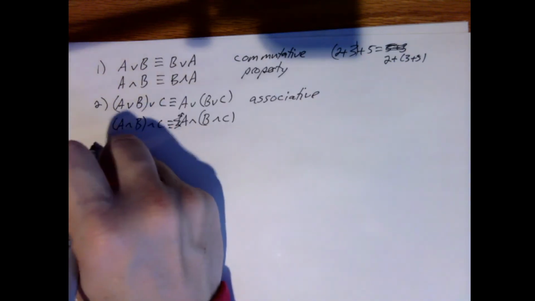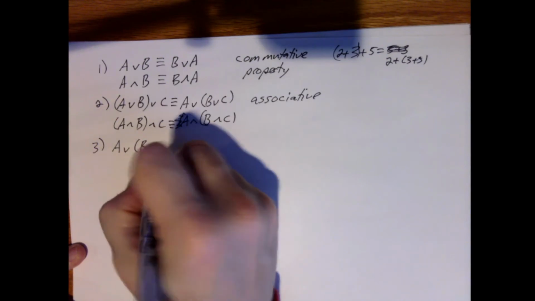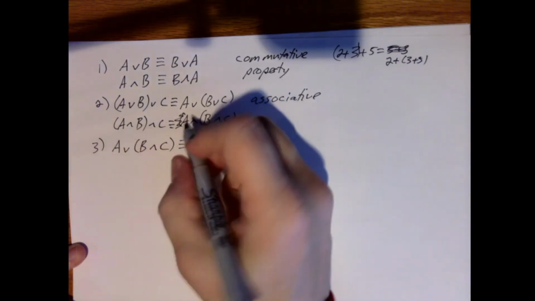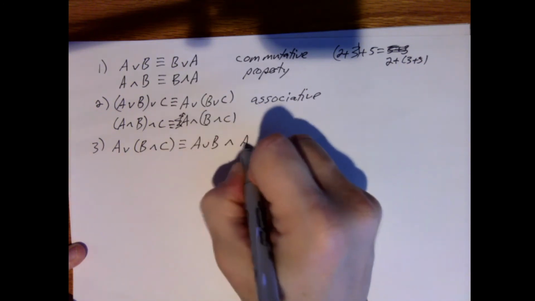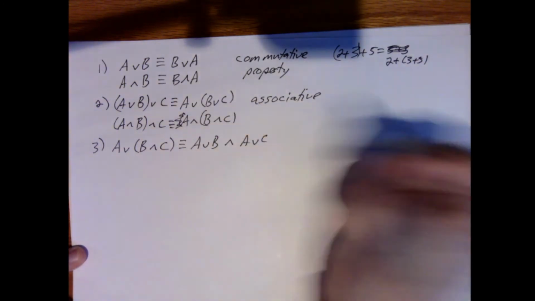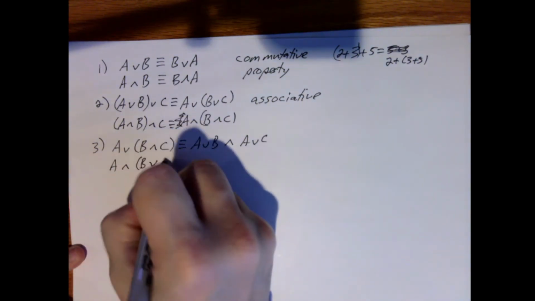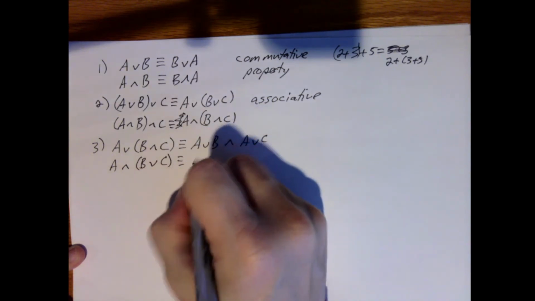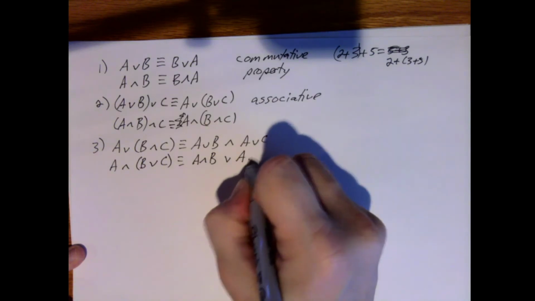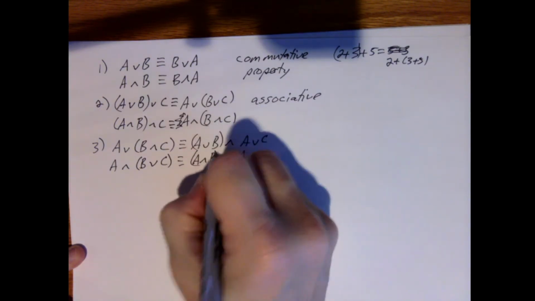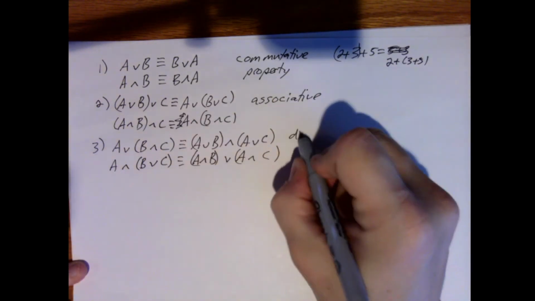Right, we have a distributive property. A or (B and C) is equal to (A or B) and (A or C). And we also could have A and (B or C) is equivalent to (A and B) or (A and C). We'll put parentheses to make sure that's really clear. This is the distributive property.